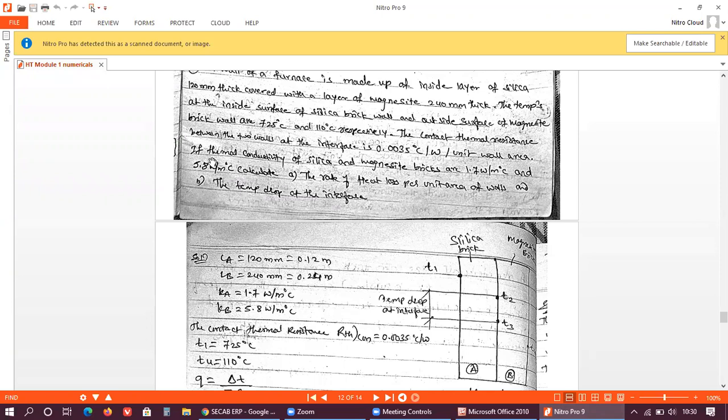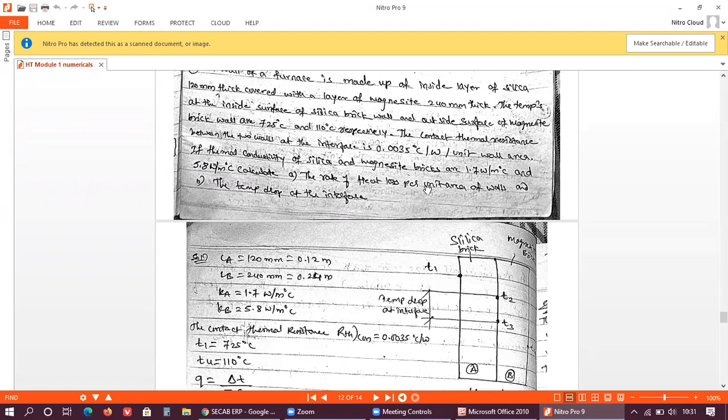Along with that, what is given: the thermal conductivities of silica and magnesite bricks are 1.7 watt per meter degree Celsius and 5.8 watt per meter degree Celsius. So the thermal conductivity of silica is given and the thermal conductivity of magnesite brick is also given. Okay, 1.7 and 5.8. So calculate. What is to be calculated here? The rate of heat loss per unit area of walls, right? Small q is to be calculated here. Small q को हम लोगों को find out करना है.